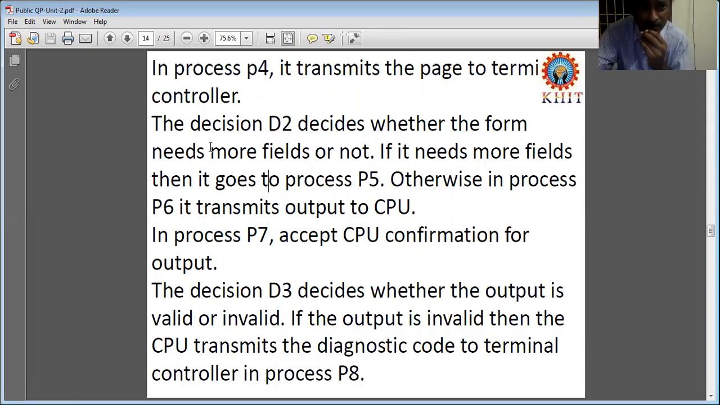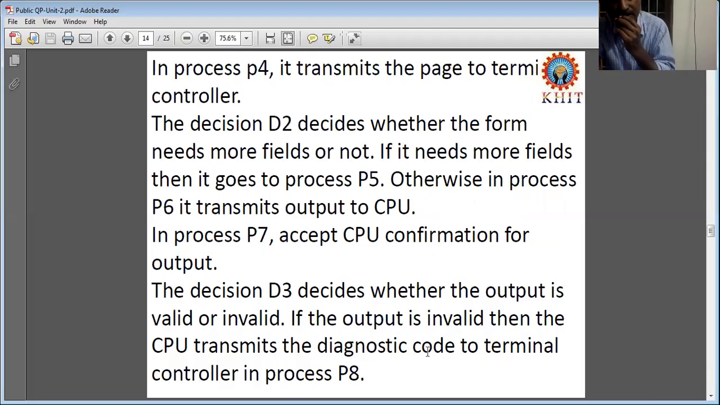To terminal controller. The decision D2 decides whether the form needs more fields or not. If it needs more fields, then it goes to process P5. Otherwise, in process P6, it transmits output to CPU. In process P7, accept CPU confirmation for output. The decision D3 decides whether the output is valid or invalid.